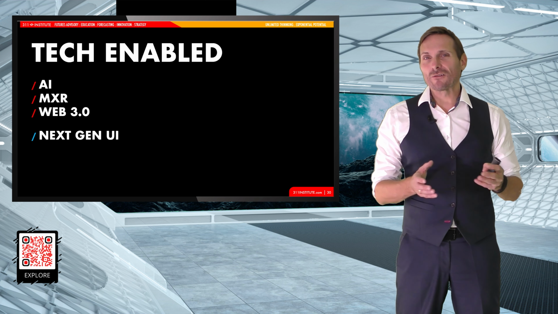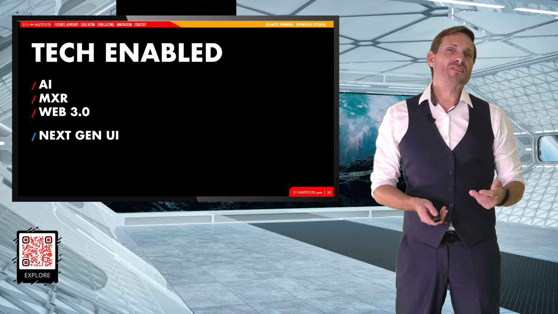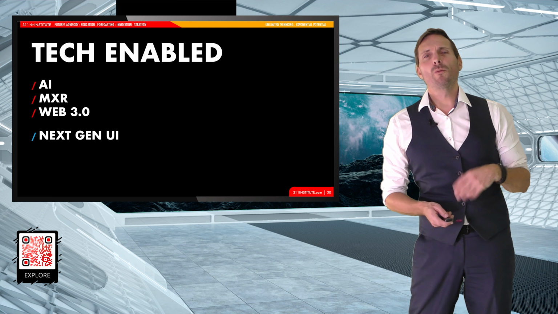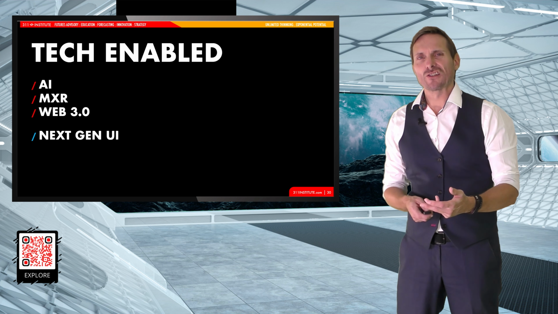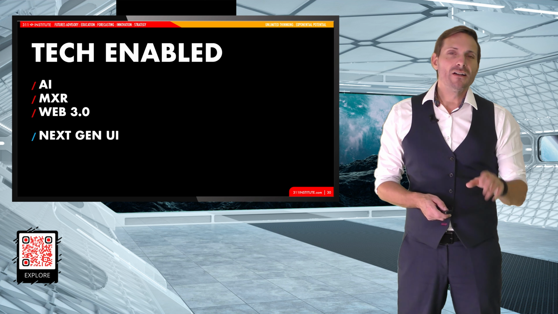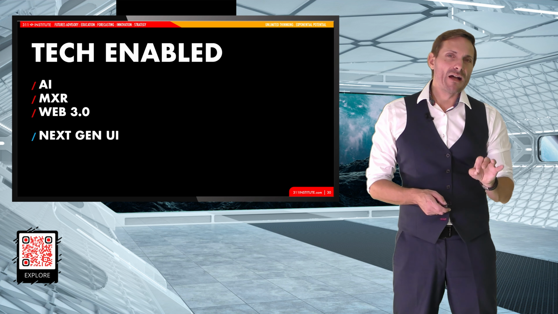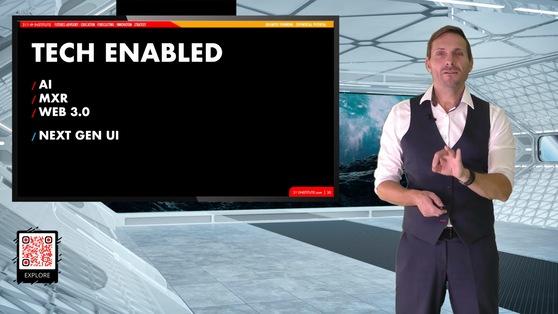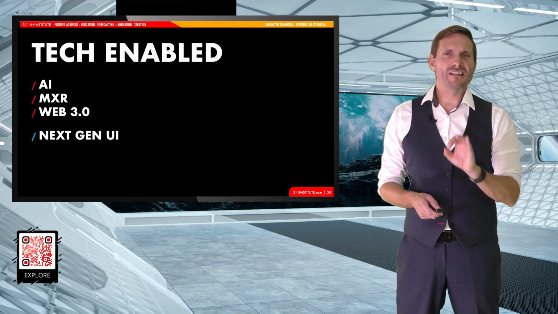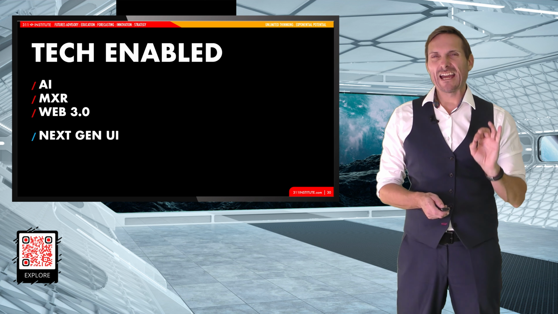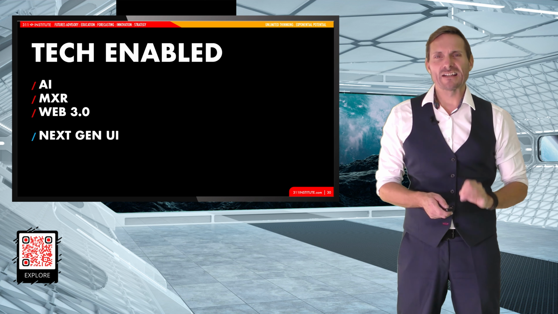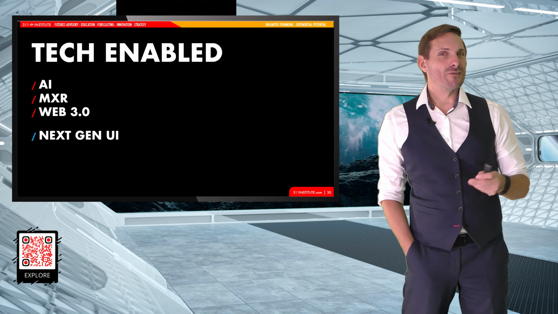And then, of course, when we have a look at the document itself, increasingly it is enabled and augmented by technology. These technologies are invariably artificial intelligence based, MXR. So note the X. I'm not talking about AR. I'm not just talking about augmented reality, mixed reality, or virtual reality. I'm talking about something called MXR. And we will come on to that in a little bit, because you may or may not have heard of it. And then we have Web3 and next generation user interfaces.